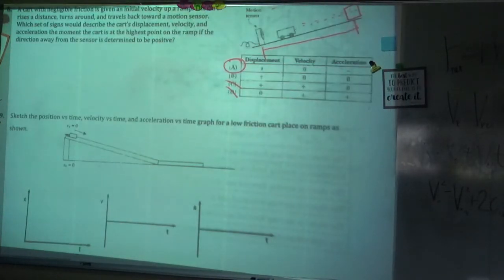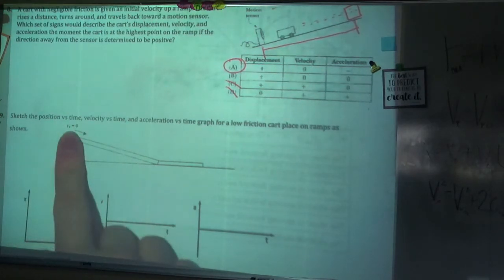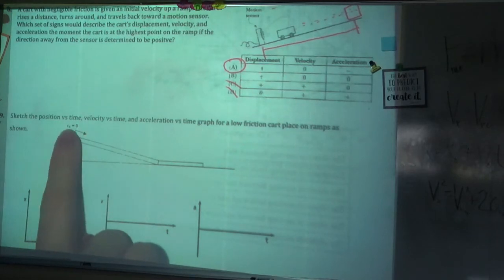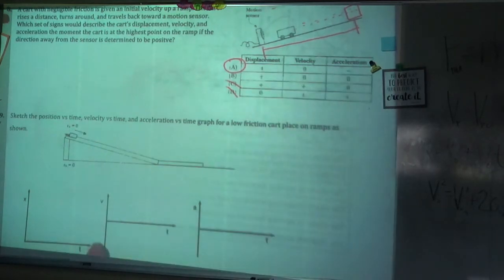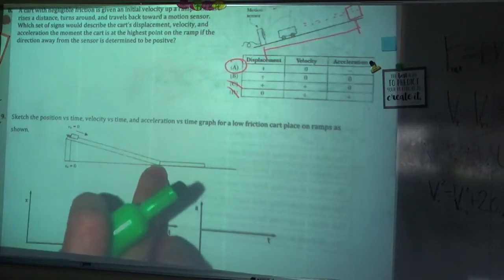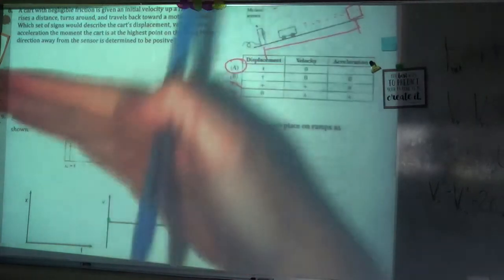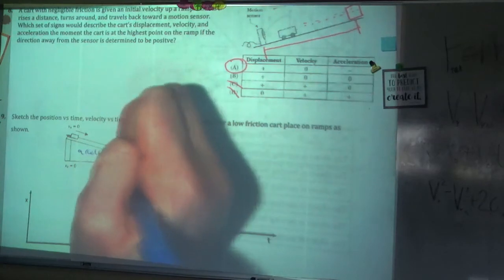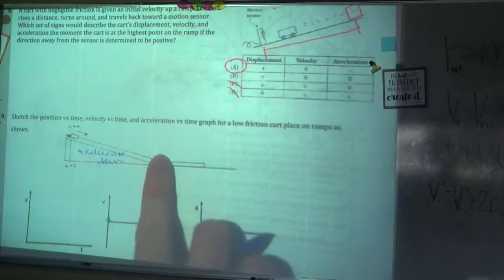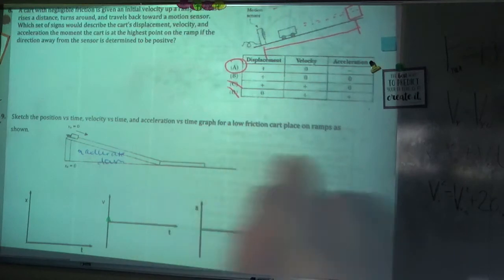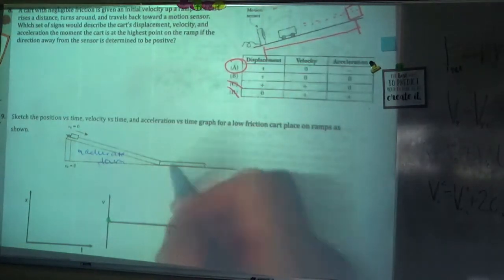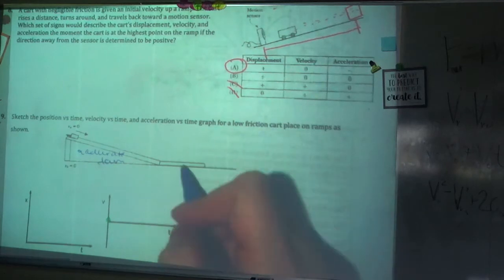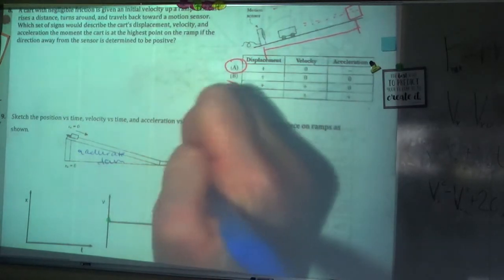Number 9, we are sketching a position graph, velocity graph, and acceleration graph for a cart placed on a ramp as shown. So at the beginning, your V naught is 0. So that's easy for the velocity graph. And it's going to be going down, so I'm going to have some negative velocity. And because it is low friction and at an angle, this is going to accelerate down. And then when it hits this point, now it doesn't accelerate anymore because it's not at an angle, but it's low friction, so it shouldn't slow down much either.